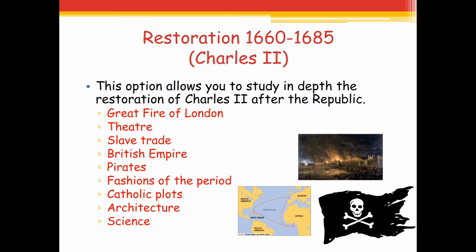So we study social aspects. We look at the Great Fire of London, we look at theatre, we even touch on fashions of the period. We're looking at architecture. We're also looking at the development of science during this period. We're also looking at the economic side of England in this period. So we look at the beginning of the slave trade, the beginning of the British Empire and the challenges faced by Britain. We also look at piracy and the development of piracy in the Caribbean and how that affects Britain.